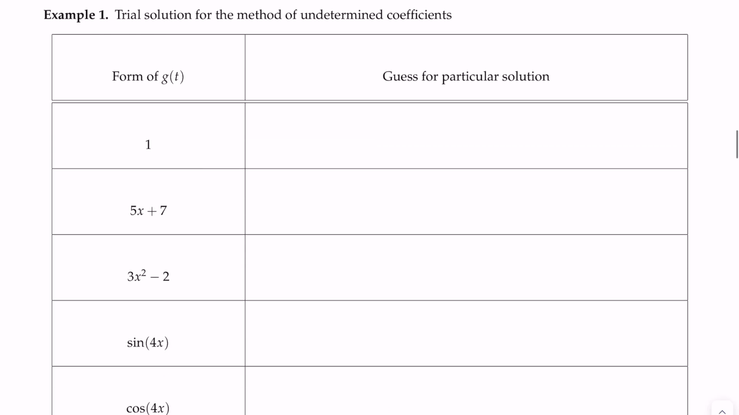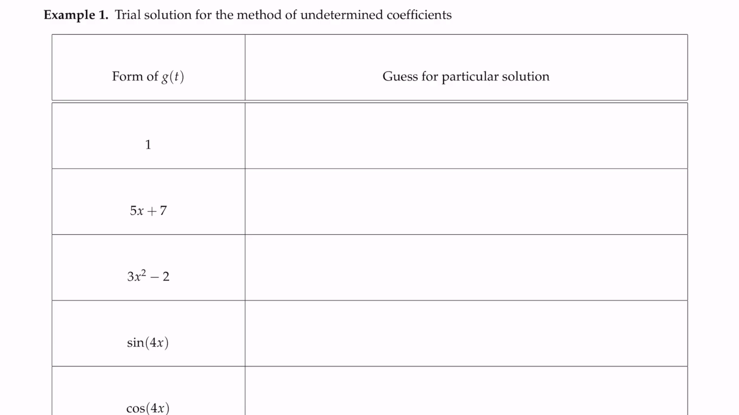Now let's consider example 1. So I want to write down the trial solutions for the method of undetermined coefficients. The first column of the table gives you the form of g of t, or the forcing term, and on the right hand side you're going to make the guess for the particular solutions.